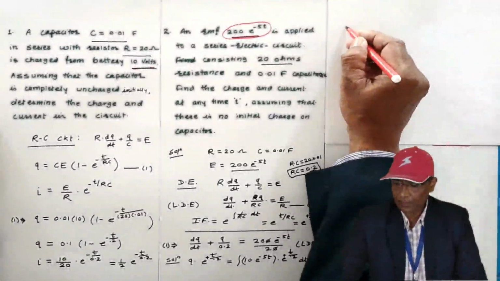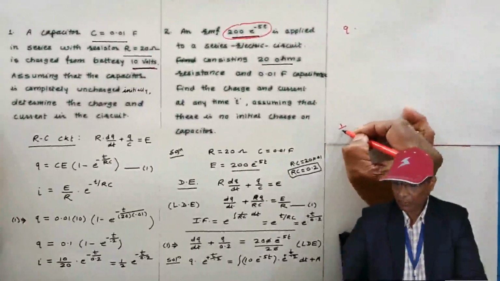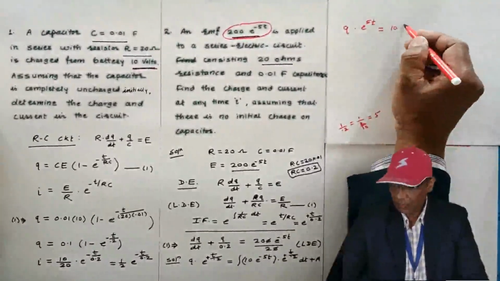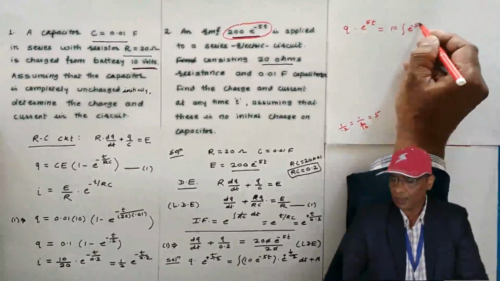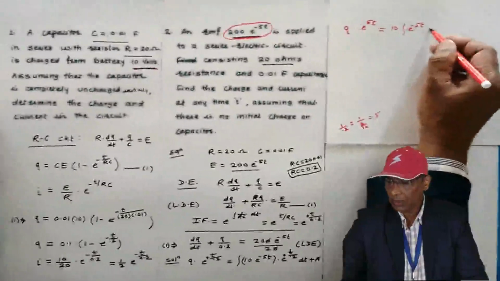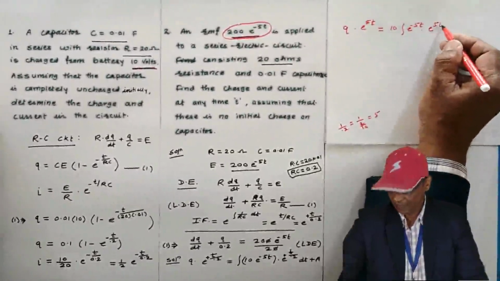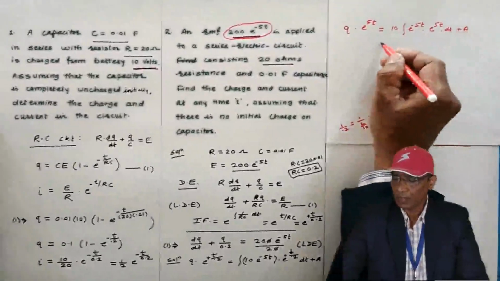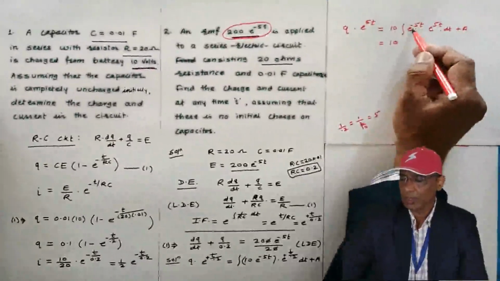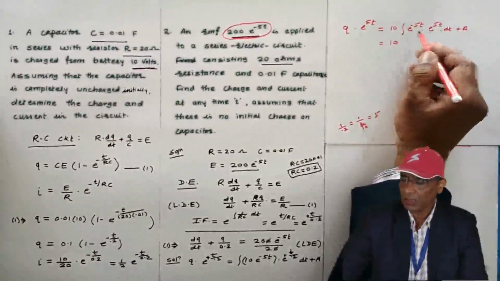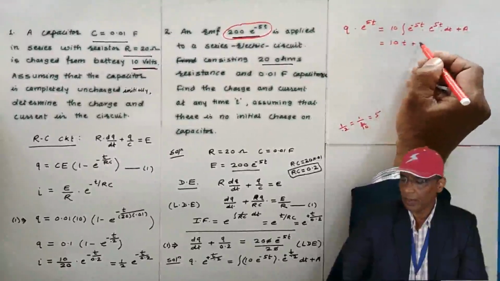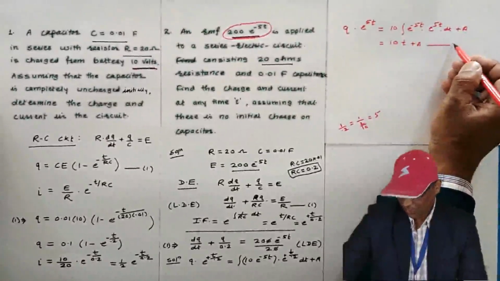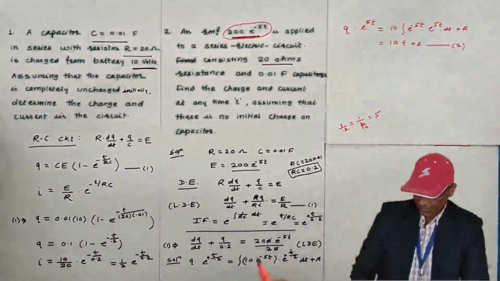Q multiplied by e to the power 1 by 0.2 t, that is 5t. 10 is outside, e to the power minus 5t, e to the power 5t dt plus integration constant A. 10 multiplied by e raised to power 0, which is 1; the integral of 1 is t plus A. Okay, this is the solution, this is our equation 2, the solution to this differential equation.